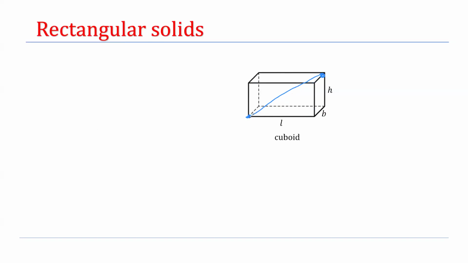What you'll get is this thing. What you said is root of L square plus B square. If you do that, you'll get this length, not this length. Do you understand that?